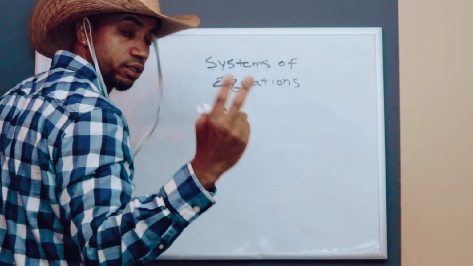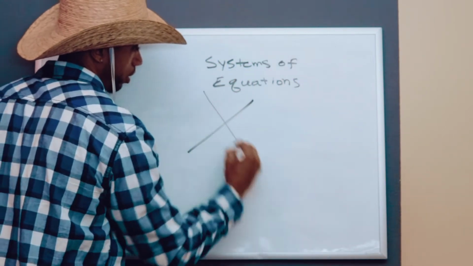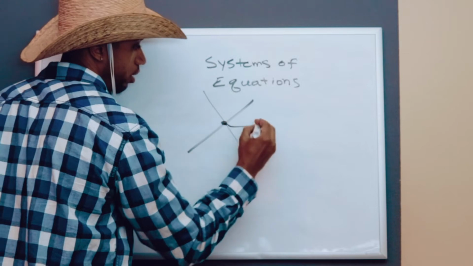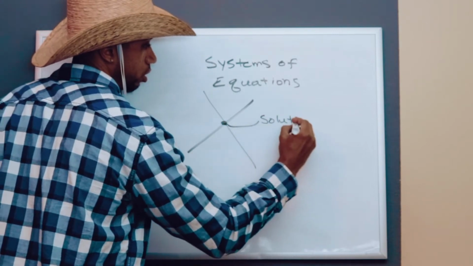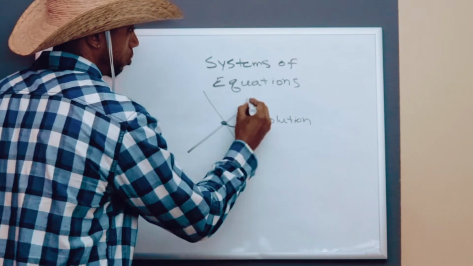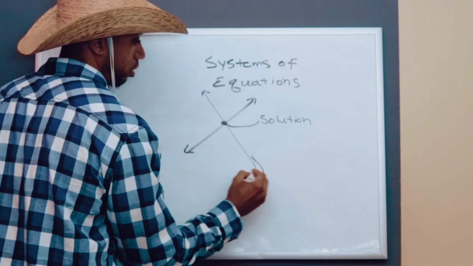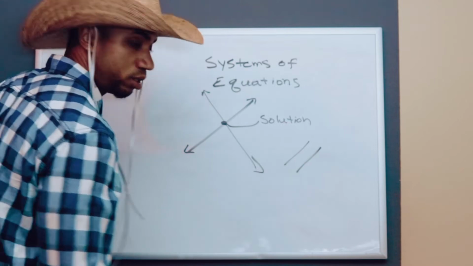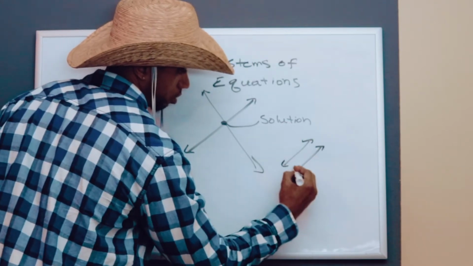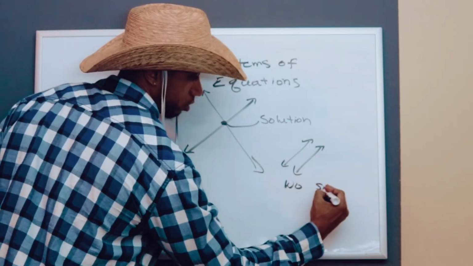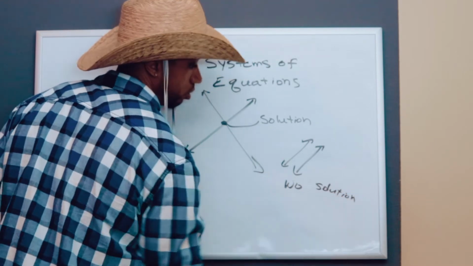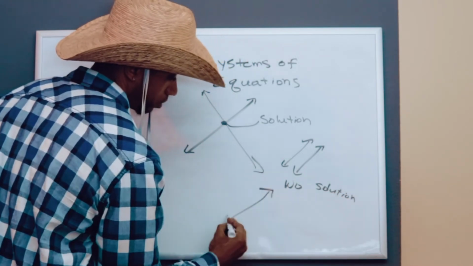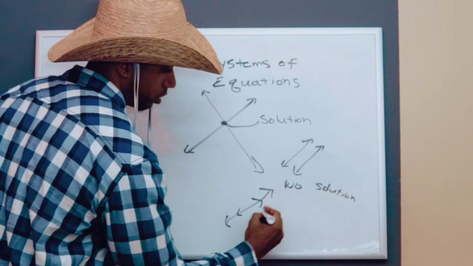That's when you get two lines. You can have a line like this and a line like that. Where they meet, that is called a solution. Where they intersect. Now, if these lines never meet, that means they're parallel. That means there's no solution. So keep that in mind there. If it's the same exact line, well, that means it's infinite solutions.